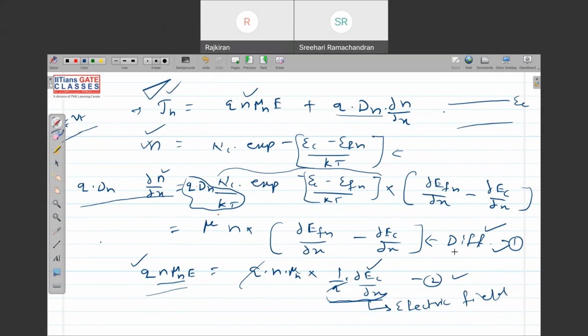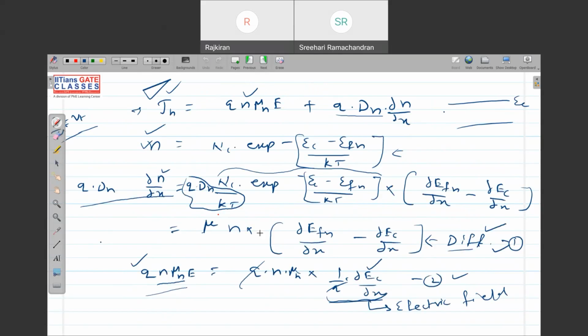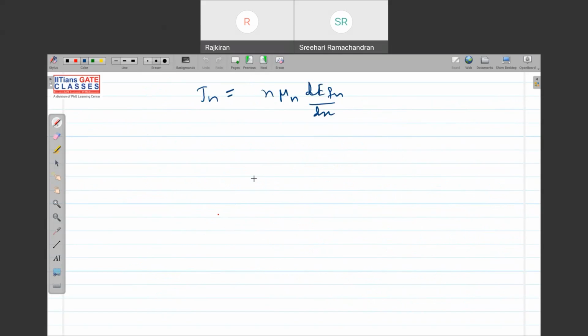What I am telling is that equation 1 has to be added with equation 2 to get Jn. Equation 1 is the diffusion equation, equation 2 is the drift equation. If we add drift and diffusion, I get the total current. So the total current Jn equals n mu n dEFn by dx. If you add equation 1 with equation 2, what you get is n mu n dEFn by dx.